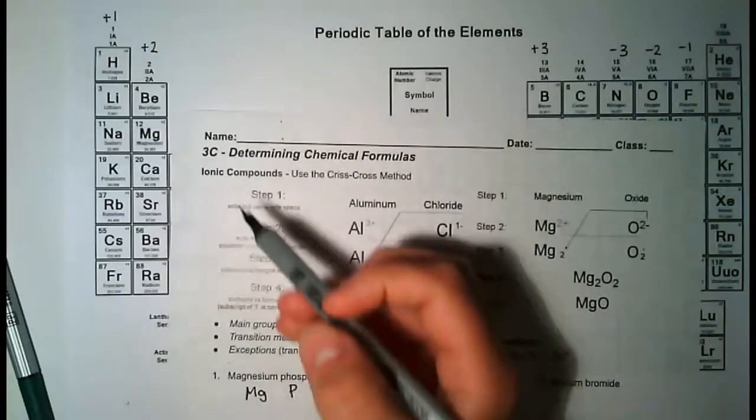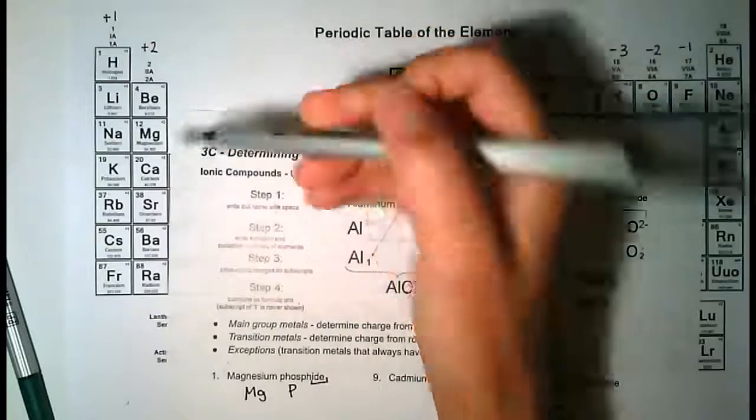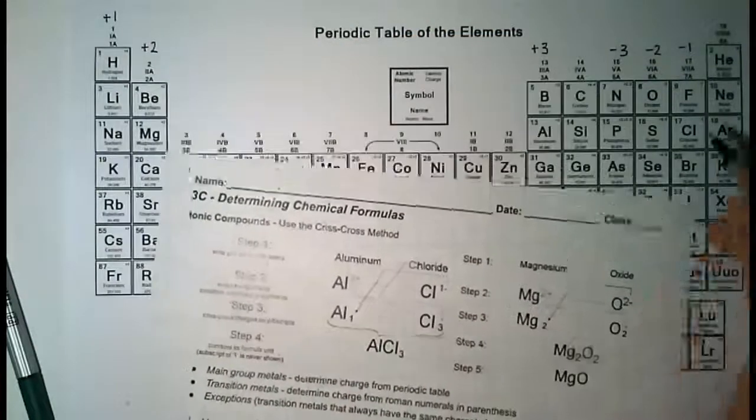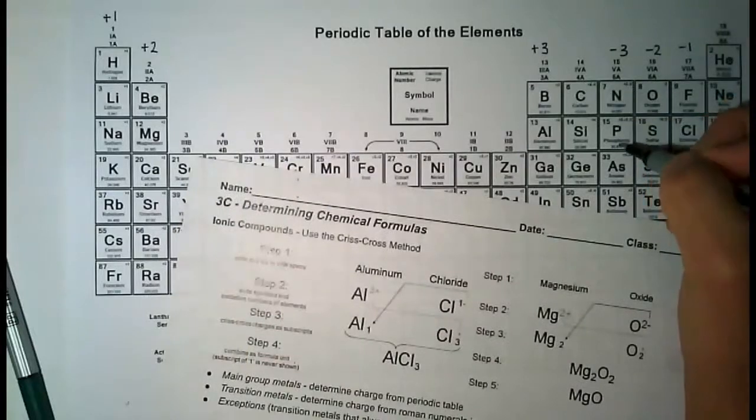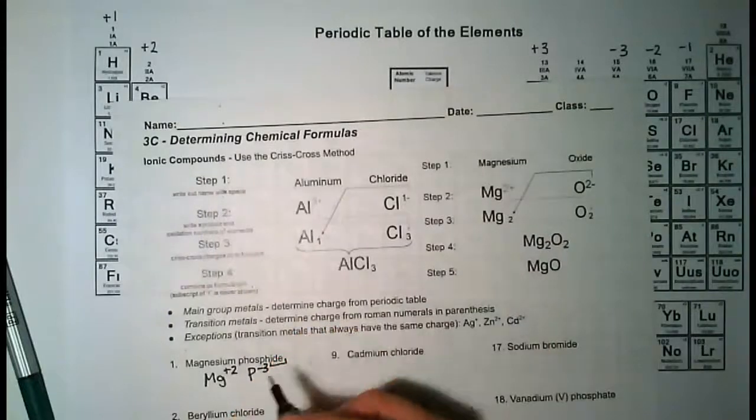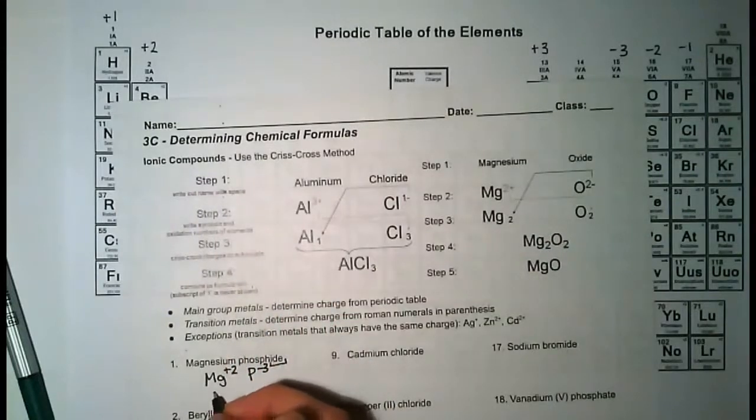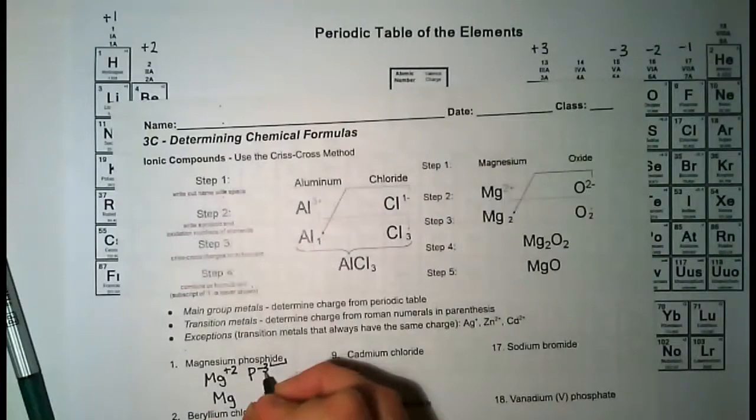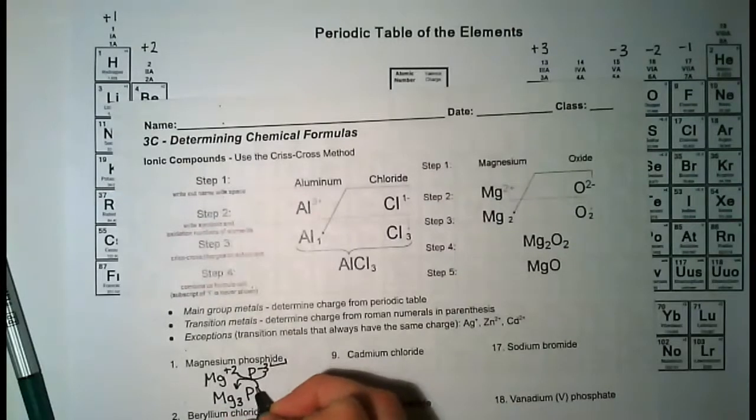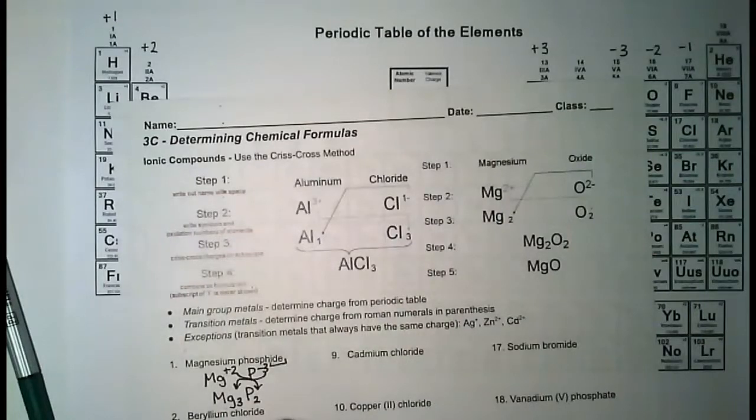So magnesium is in group 2, has a +2 charge on its ion. And then phosphorus is over here in group 15. It has a -3 charge on its ion. So we're just going to use our crisscross method to figure out our formula. 3 comes down to become the subscript on magnesium, and then our 2 comes down and becomes the subscript on phosphorus. So Mg3P2.